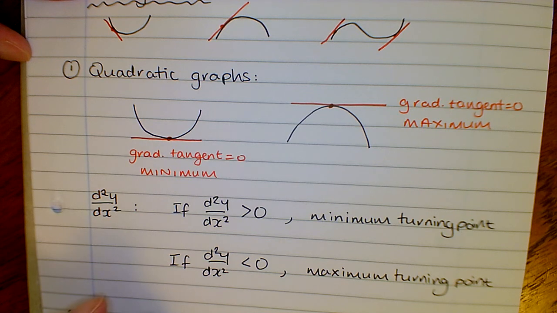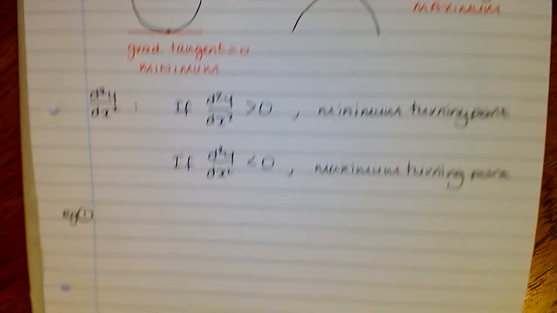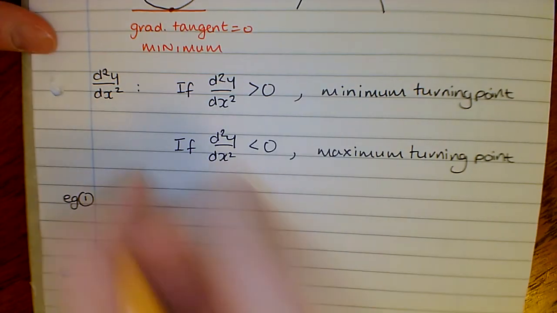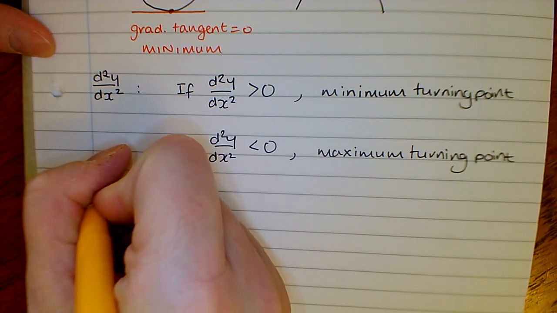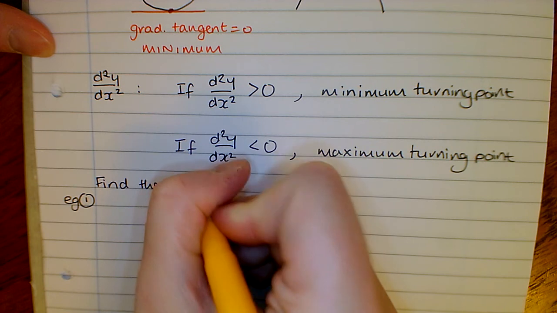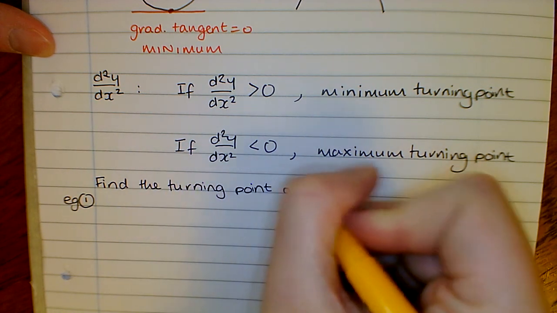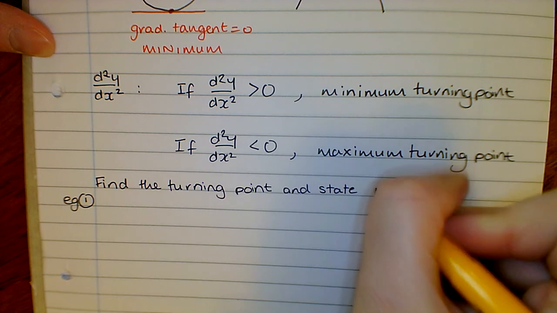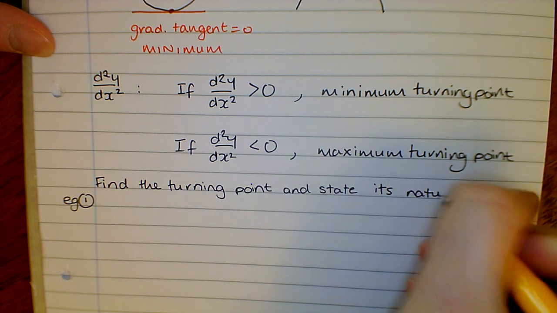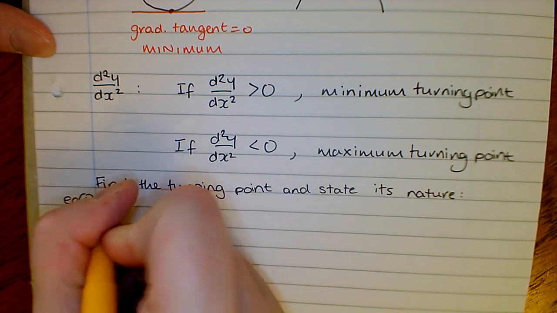Okay? So let's look at our examples then. So example 1, and we're just going to look at quadratic graphs at the minute, and then we'll move on to cubics. So for each of these examples, the question will be, find the turning point and state its nature. Now the nature of the turning point is just, is it a maximum or is it a minimum?